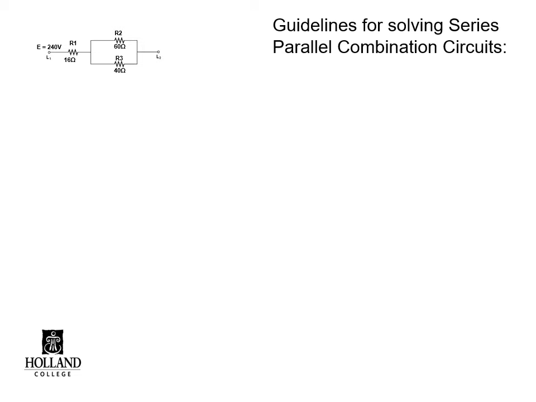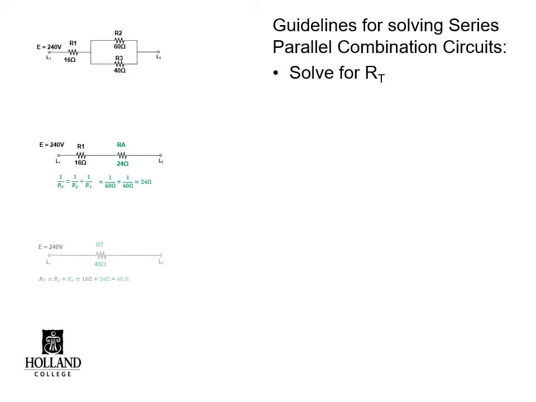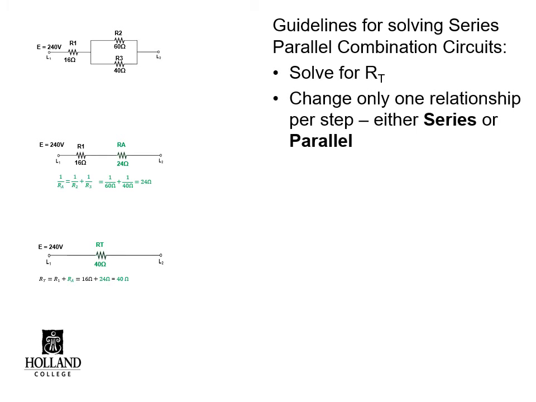So let's review the procedure using the same circuit. We'll call these the guidelines for solving series parallel combination circuits. The first thing that you should do is try and find your RT by identifying series and parallel relationships and changing one thing at a time. You are encouraged to only change one relationship at a time, either a series relationship or a parallel relationship.